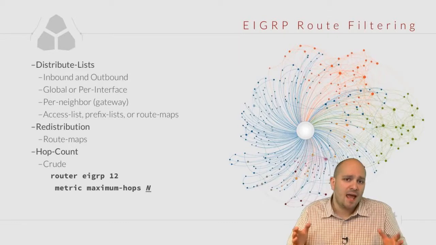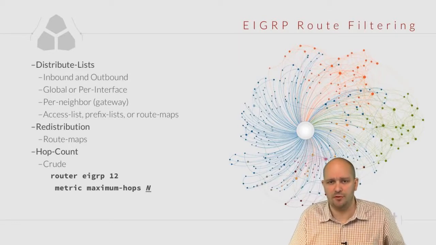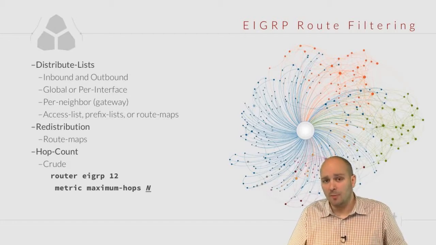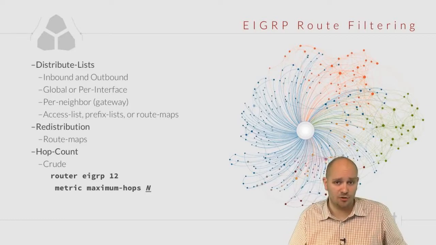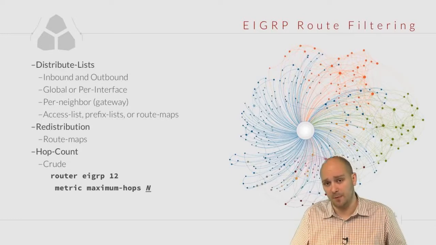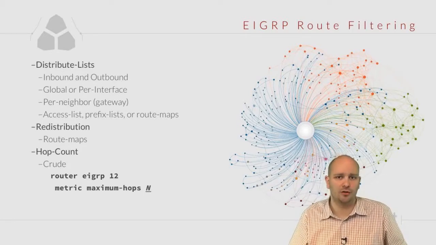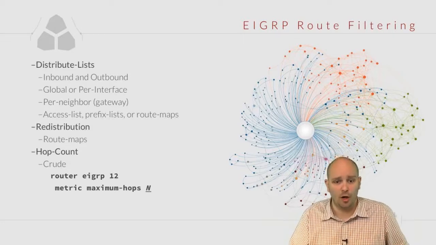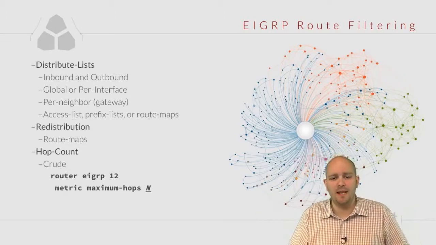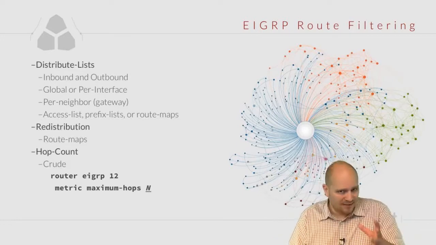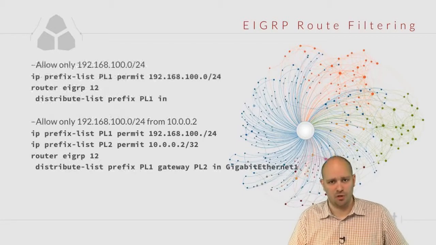And the third method, which is a relatively crude method in EIGRP, is to use the hop count for filtering. You might remember that hop count is one of the components of the vector metric that is carried on all the EIGRP updates, and this can be used for crude filtering. We can configure the router to accept only the routes that have a hop count of a certain number or below. That can be done using router EIGRP and then specifying the maximum hops and then simply the number. But let's take a look at a few other examples of filtering.